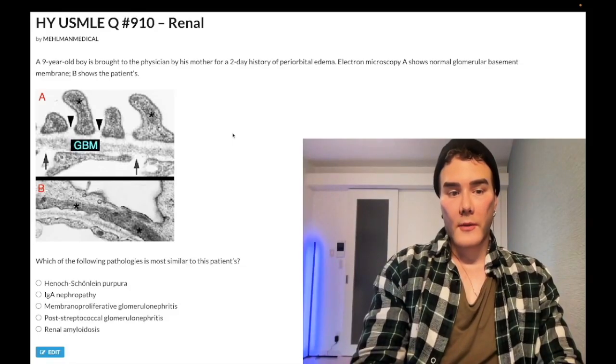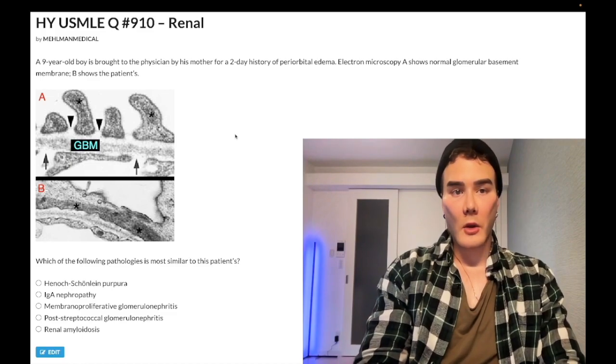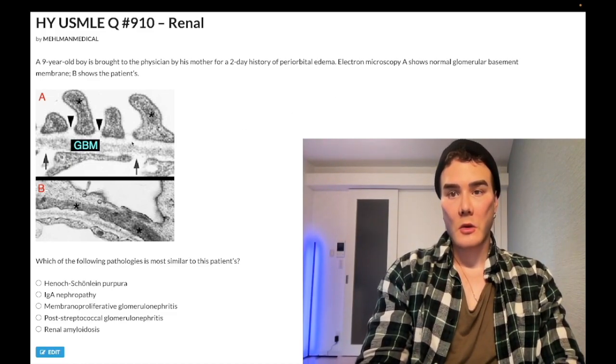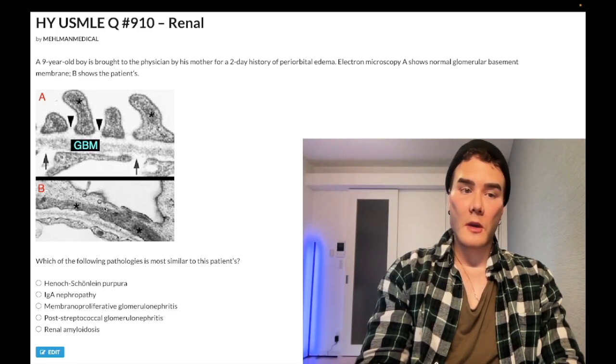How's it going, guys? We have a medium difficulty question for renal for Step 1 pathology. 9-year-old boy, he has a 2-day history of periorbital edema. Electron microscopy A here shows a normal glomerular basement membrane. Electron microscopy B shows effacement of the podocytic processes.